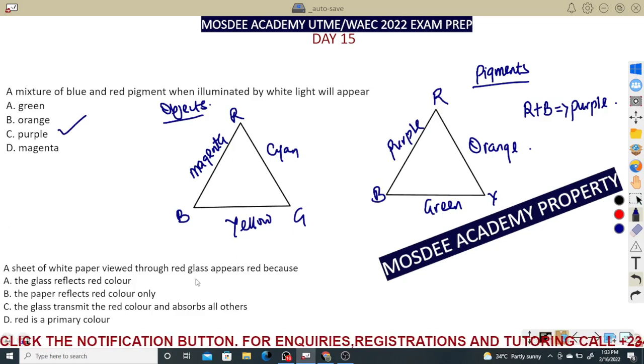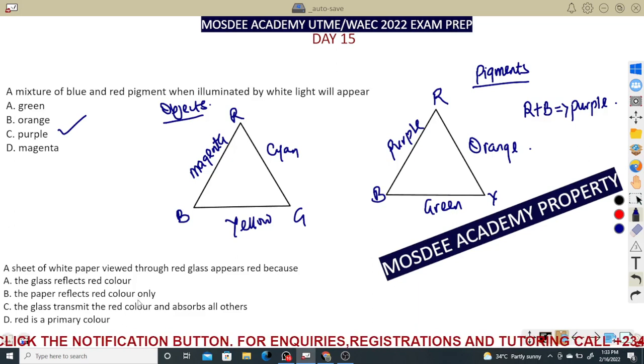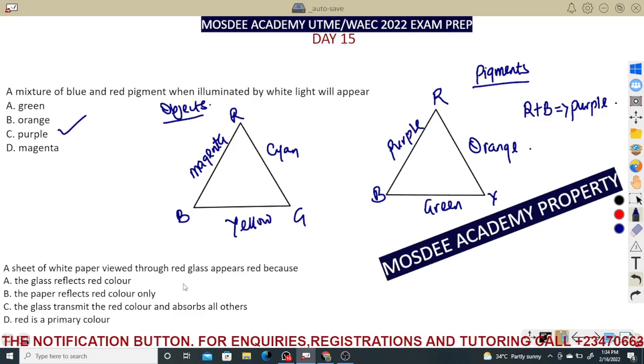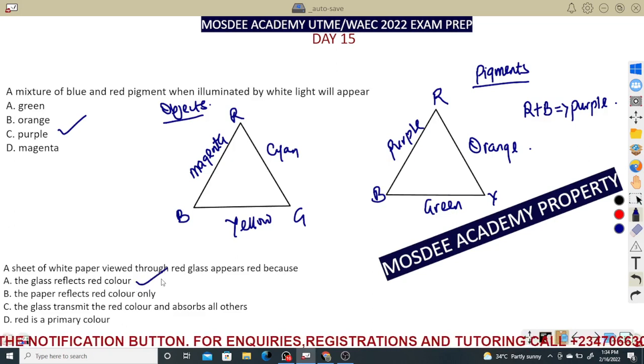The last question, which I think is based on the same concept we just talked about in the previous slide. A sheet of white paper viewed through a red glass appears red. Why are you seeing red? Because red is reflecting to your eyes and other colors have been what? Absorbed. So it's the same concept. The glass reflects red color is the correct answer, and that's about that.